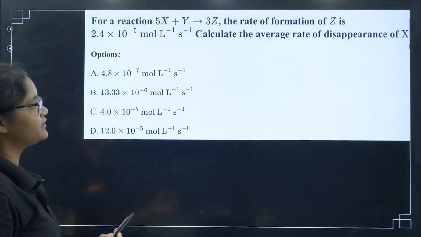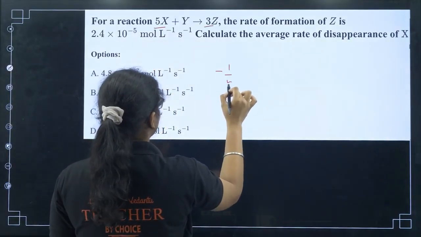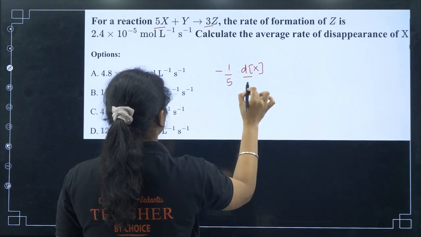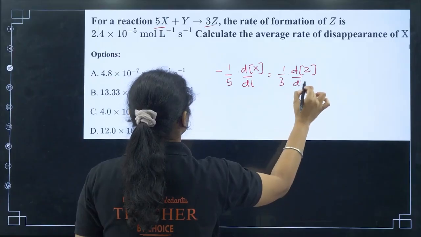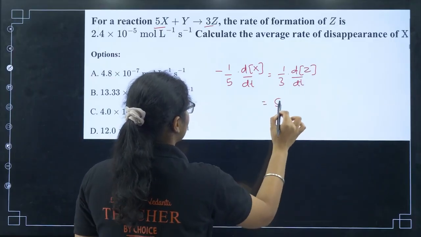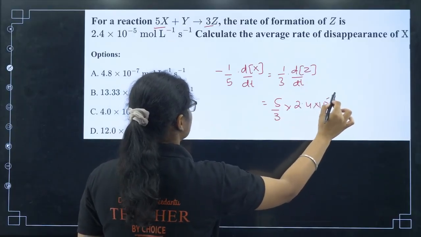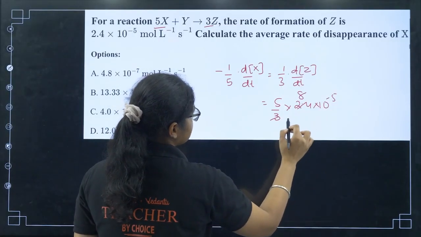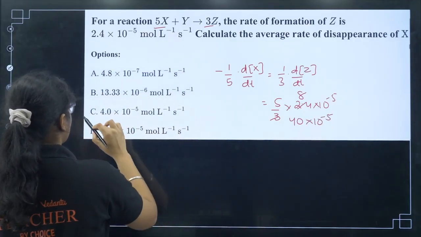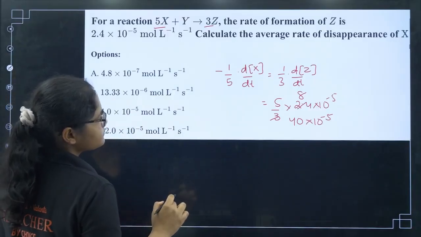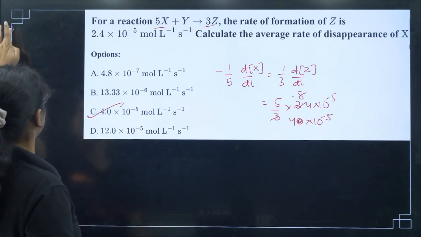Next, for a reaction 5X plus Y gives 3Z, the rate of formation of Z is given. Calculate the average rate of disappearance of X. So, minus 1 by 5 of dX by dt is equal to 1 by 3 of dZ by dt. Now, what is dX by dt? 5 by 3 into dZ by dt, which is given as 2.4 into 10 to the power of minus 5. So it gives 4 into 10 to the power of minus 5. So, option number C here.